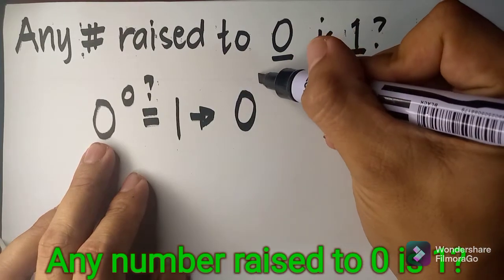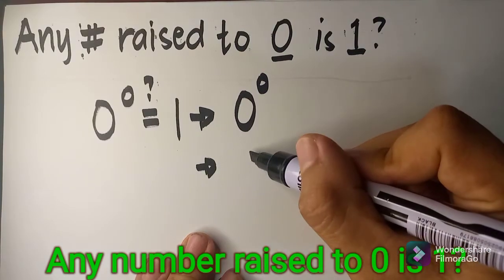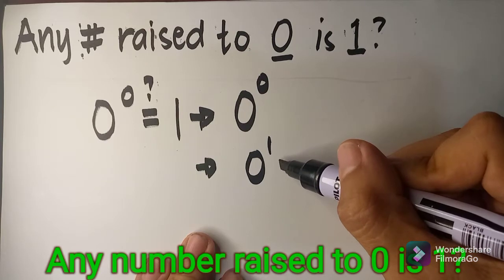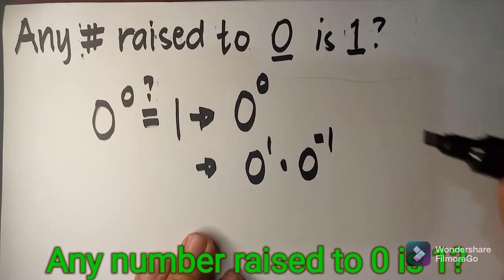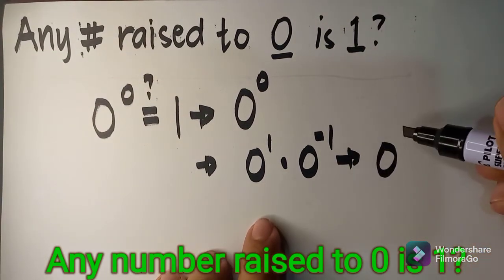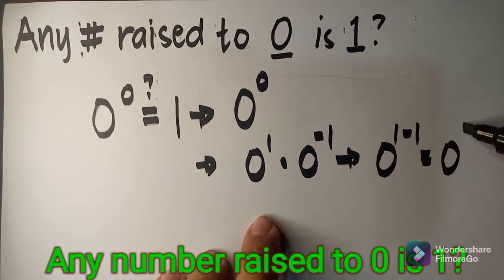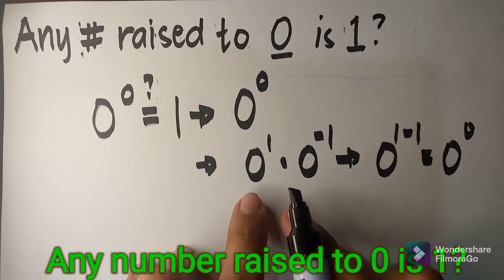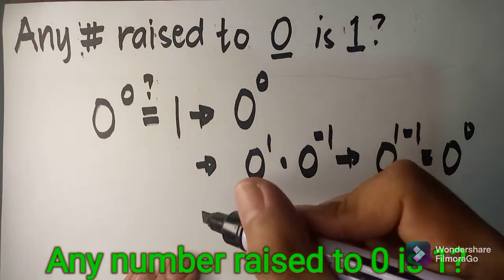Let us have this one, 0 raised to 0. I will just write this one as 0 raised to 1 times 0 raised to negative 1. Because that is the same as saying 1 minus 1, which is 0 raised to 0. So that's why we just have to rewrite 0 raised to 0 as 0 raised to 1 times 0 raised to negative 1.